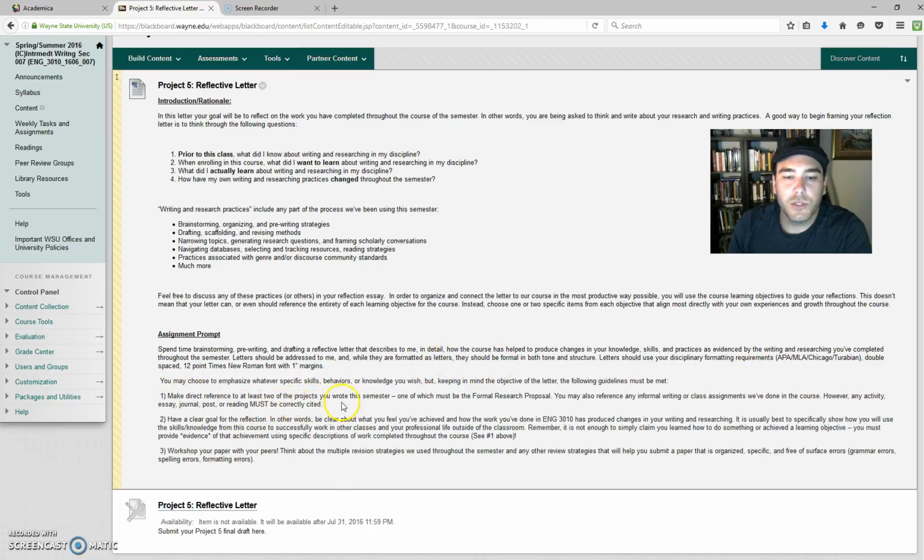Make a direct reference to at least 2 of the projects you wrote this semester, one of which must be the research proposal you're working on now. You may also reference any other informal writing we've done. What this means is that you're going to be actually using your work this semester as evidence. So for example, if you're talking about how you've grown as a researcher, then I'm going to want you to talk to me about what projects really helped you grow as a researcher, and give me examples from your projects. So you're going to be actually quoting your projects.